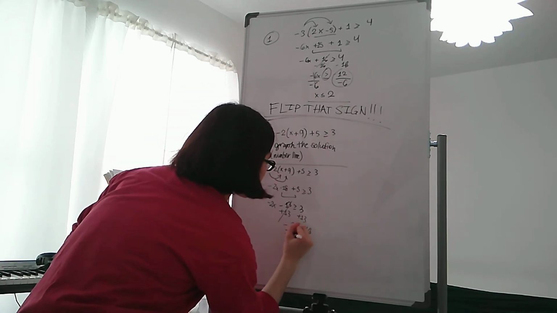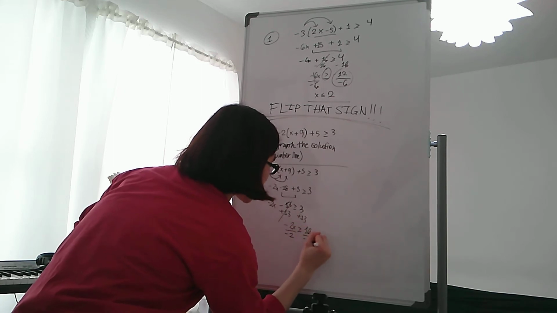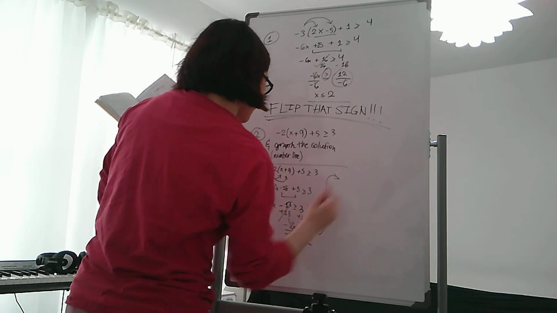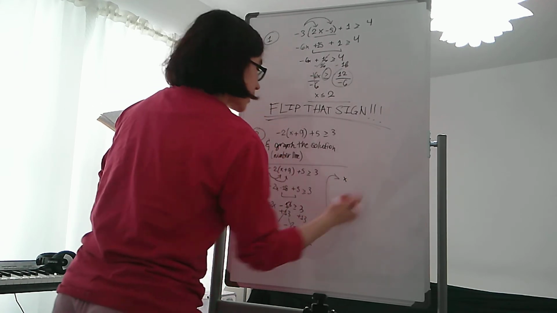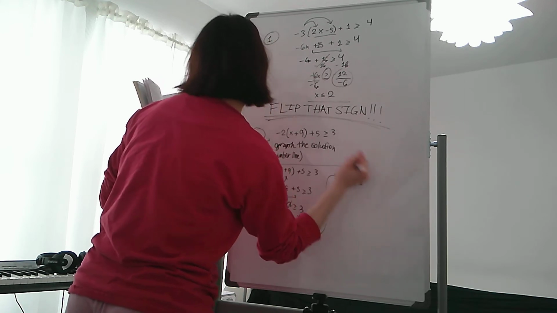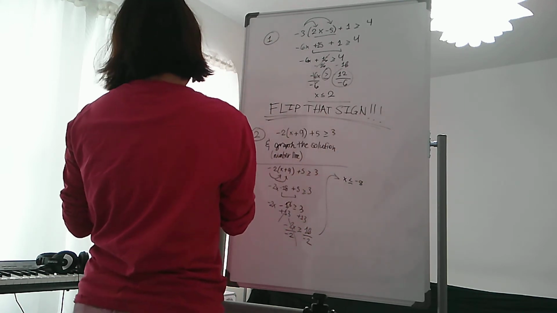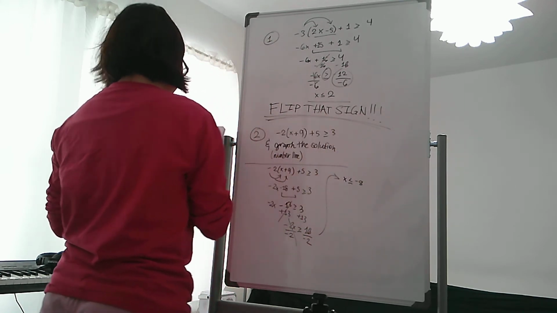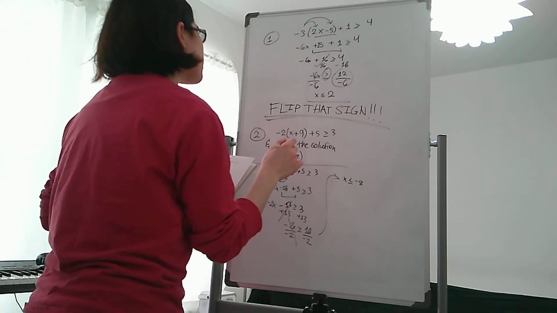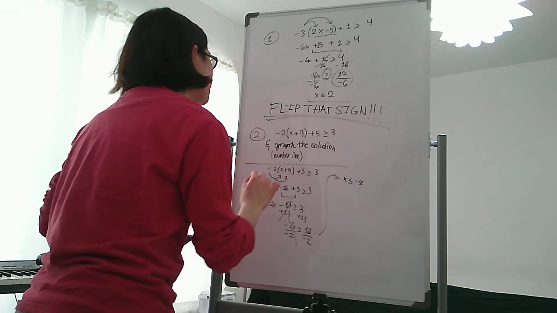Now we are going to divide by -2, and again, since we're dividing by a negative number, flip the sign. So that means x is less than or equal to -8. Wait, did I get that right? Let me go through my work and make sure. Always important to check.